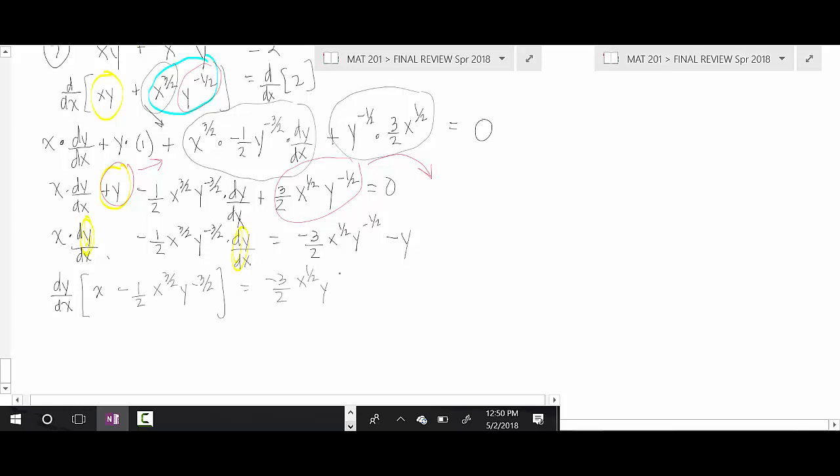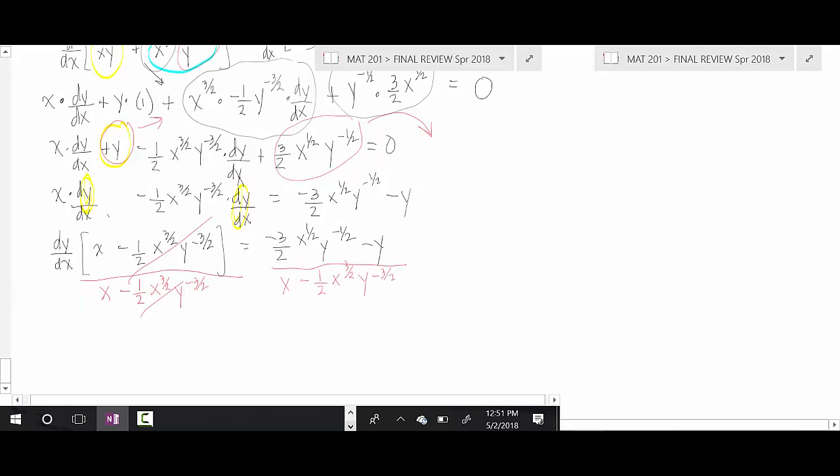This is a messy problem. I knew this was going to be a messy problem. Okay, so we got that. All right, now what? Divide both sides by that thing. So we've got x minus 1/2 x to the 3/2 y to the negative 3/2 on that side. You can bypass that step if you want to and just do this in your head. So that's x minus 1/2 x to the 3/2 y to the negative 3/2. We got what dy over dx is, but we still have a lot to do.